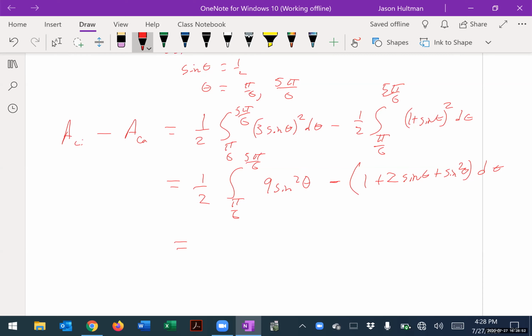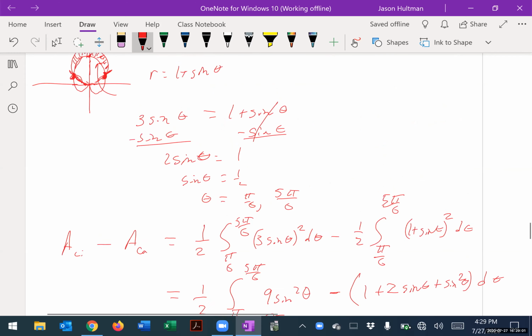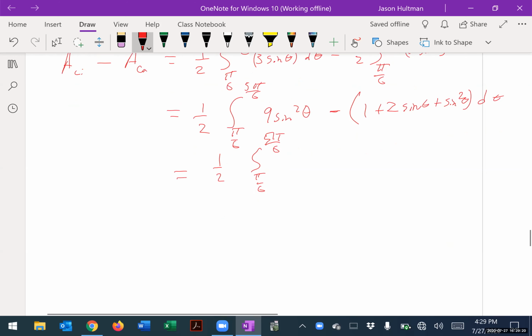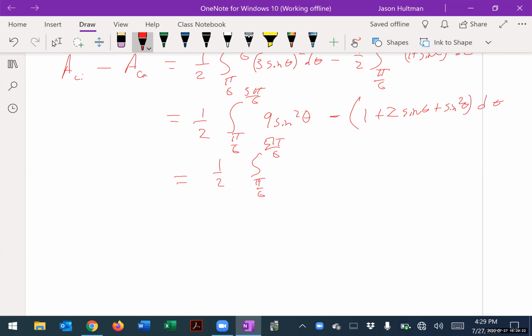Okay, so this is equal to 1/2 times our integral from pi over 6 to 5 pi over 6. And does it make sense that we would go from pi over 6 to 5 pi over 6? Yes, it does, because look at where these intersections are. This is pi over 6 to 5 pi over 6. Yeah, that makes sense, that they intersect. Those two graphs intersect between pi over 6 and 5 pi over 6. Oh, okay, cool.